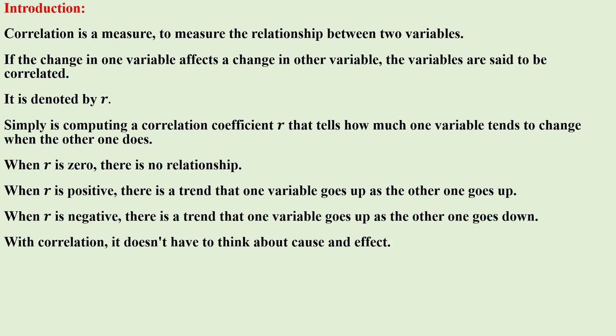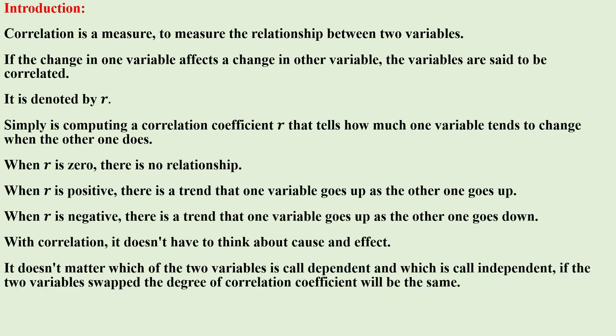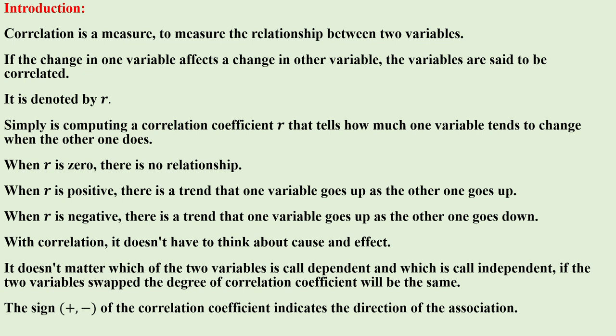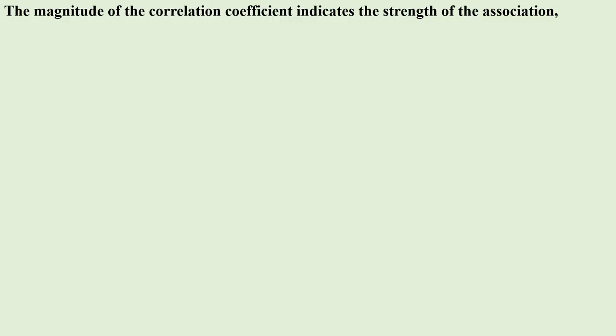With correlation, we do not have to think about the cause and effect. It does not matter which of the two variables is called dependent and which is called independent. If the two variables are swapped, the correlation coefficient will be the same. So the sign, plus or minus, of the correlation coefficient indicates the direction of the association. The magnitude of the correlation coefficient indicates the strength of the association.